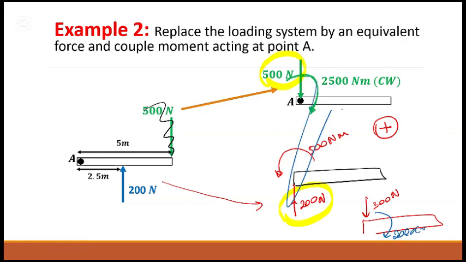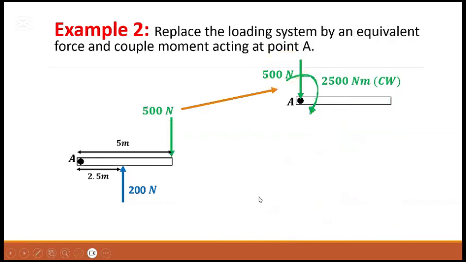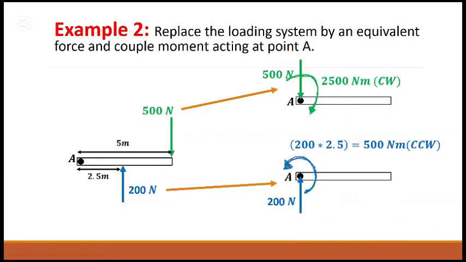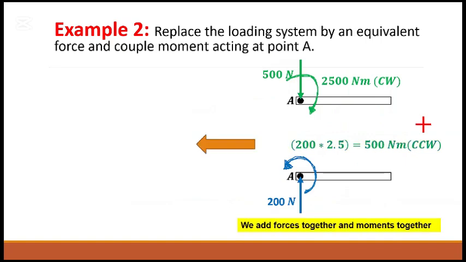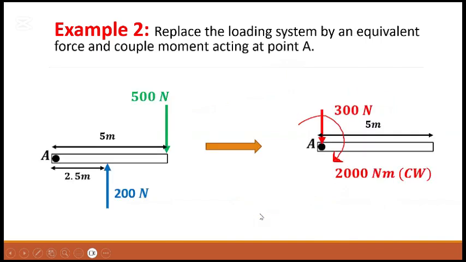So we don't need to do this. We can replace this one by this. Make sense? So we add them together. Now we get this. So that means this one can be drawn like this. So we simplified it to a single force and a single moment acting at one point. That process we call the simplification of force couple systems.